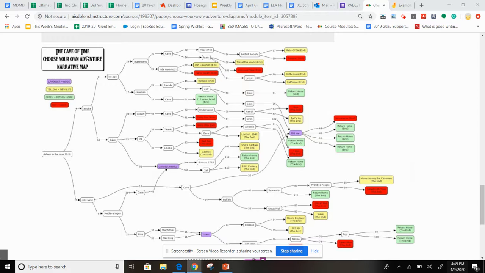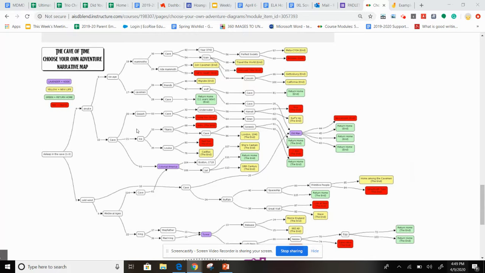So, The Cave of Time, Choose Your Own Adventure, starts with someone being asleep in the cave, and then there were two options. They could wake up or a cold wind could blow. If a cold wind blows, it could mean the kids actually are in the Middle Ages. If they wake up, they could end up in the Ice Age or still in the cave. And then there's another option.